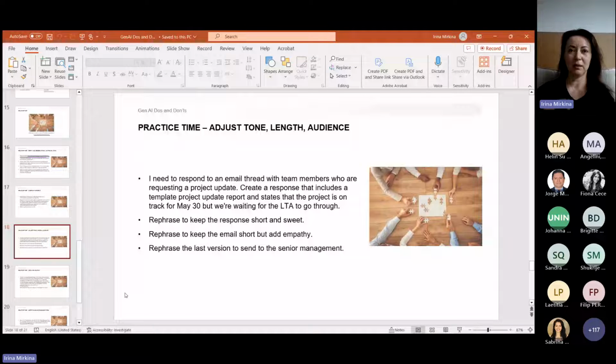So in this case, let's take an email. You generate a draft for an email addressed to team members, and then you adjust the tone to make it shorter and snappier, to make it more empathic. And then what would change if you would send it to the senior management instead of your team members? How would the output change as you adjust the different parameters in the prompt? And again, I think this would be super quick, so a couple of minutes or less.